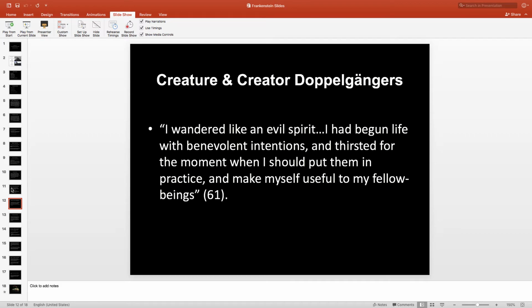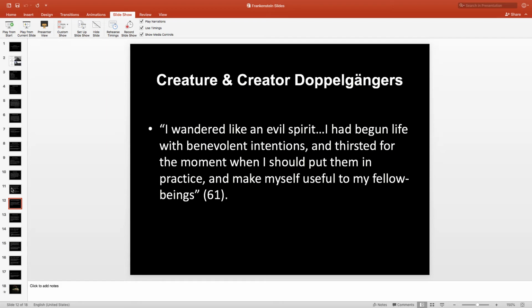An important element of this novel is the ways in which creature and creator serve as doppelgangers. So on page 61, which is at the very beginning of volume 2, there's a passage in which it's difficult out of context to tell who is talking. However, this is Victor, who wanders like an evil spirit, for I had committed deeds of mischief, beyond description horrible, and much, much more.